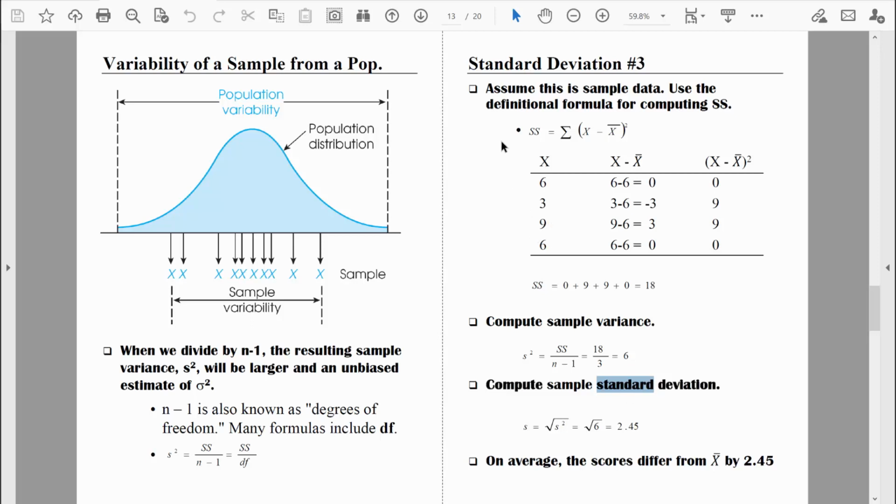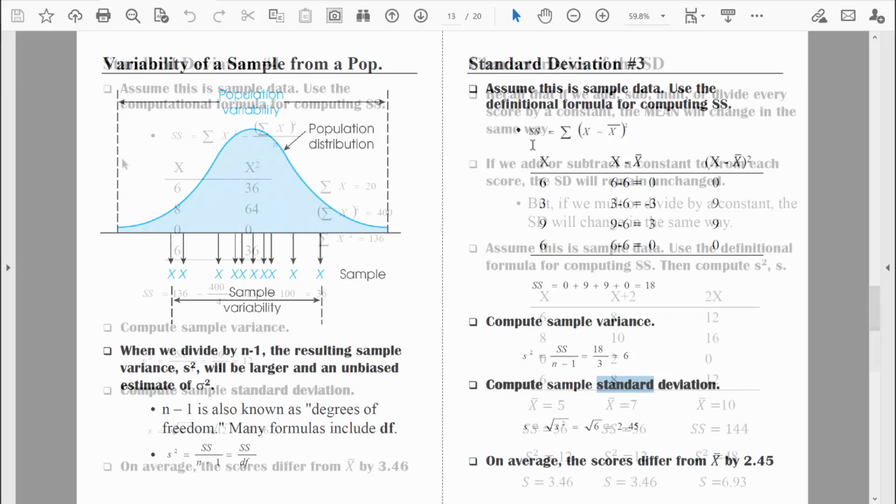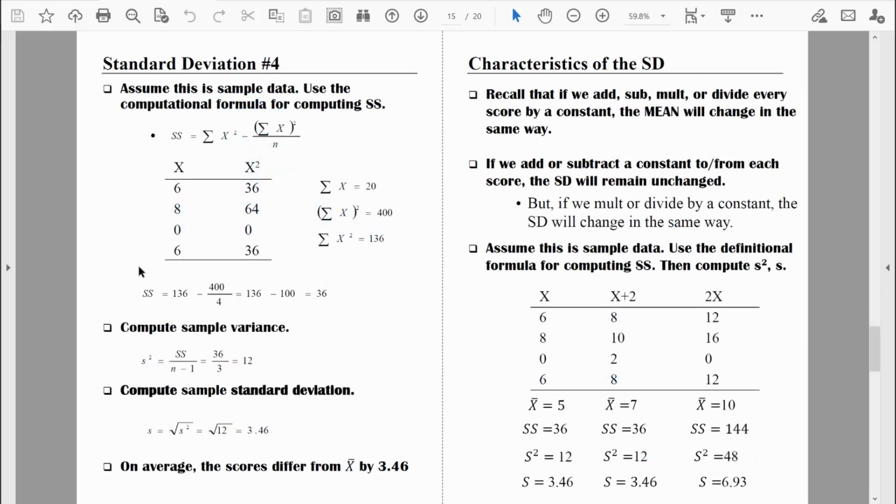Let's go through one more example with sample data. But in that example, instead of using the definitional formula for computing sum of squares, we'll use the computational formula for computing sum of squares. We'll replicate this example right here. Let's change views and we'll do it together.